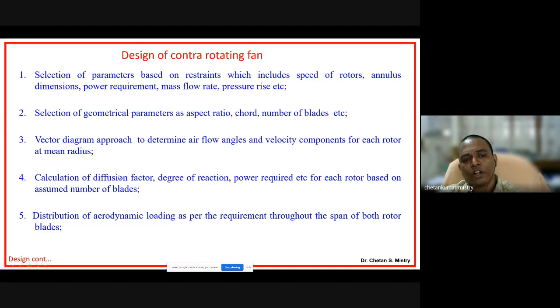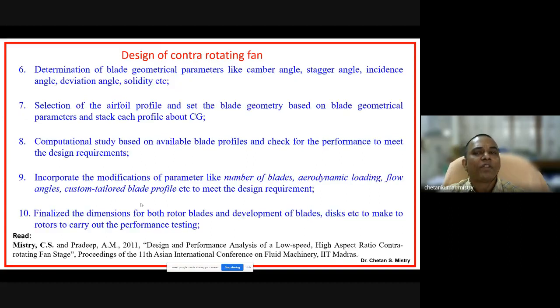When you are going for design, you need to have a check on the diffusion factor, degree of reaction, power requirement, all those terminologies. Then we have the total loading on the blade, that is, along the span, how it is varying. Then after we have done the calculation for different angles, we were having stacking of the blade. I will show you all these things.